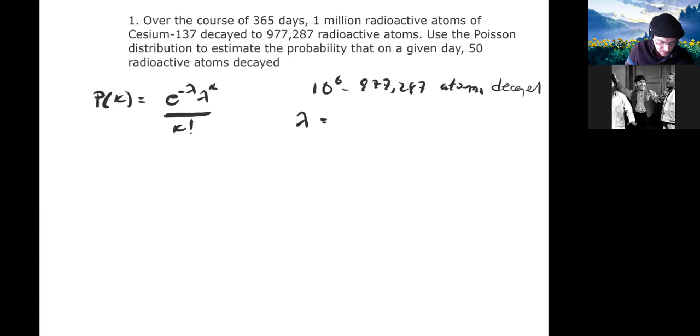So lambda is 10 to the 6th minus 977,287 over 365. And plugging into the calculator, you'll get 62.227 atoms decayed on the average per day. Okay, so per day.